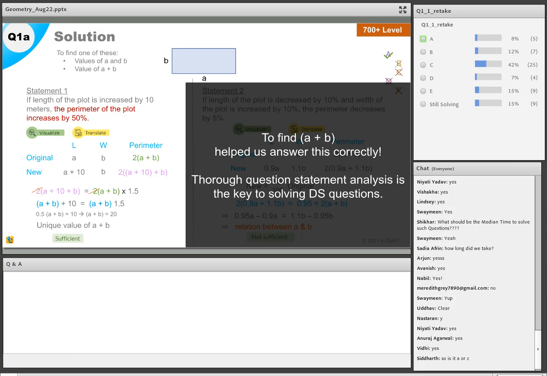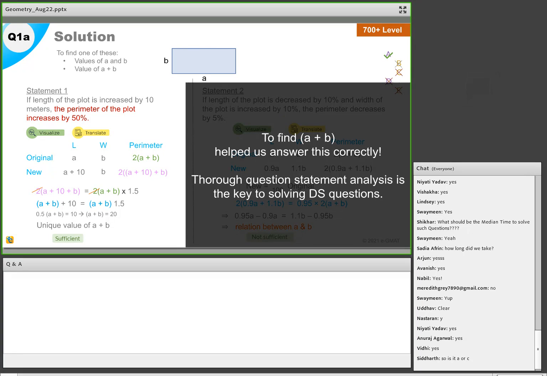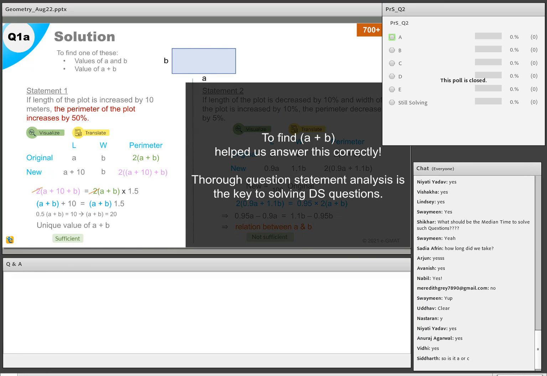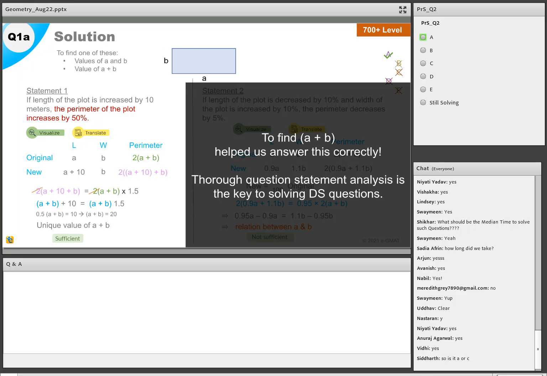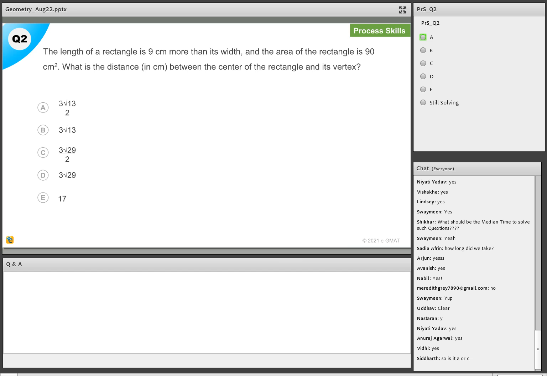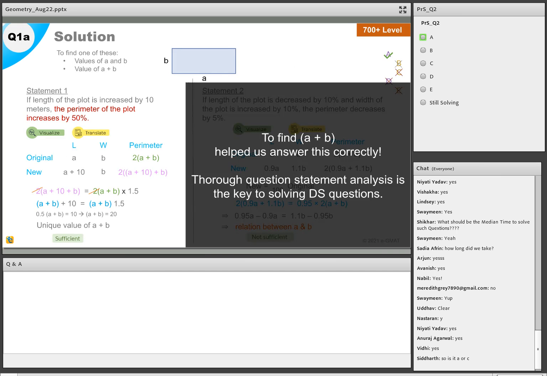With that, let me give you the poll for the second question. Just give me a moment. All right, here's the poll for the second process skill question. We'll solve the process skill question first. I'll reopen the poll. Please mark us still solving. And let me not give you that right away. Let's get the still solvings first, please.